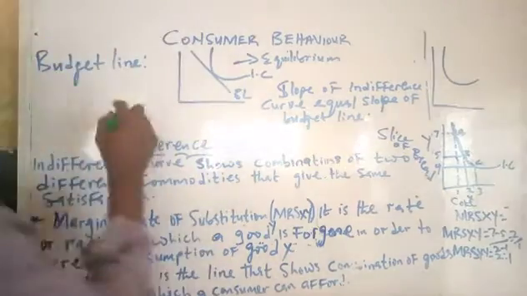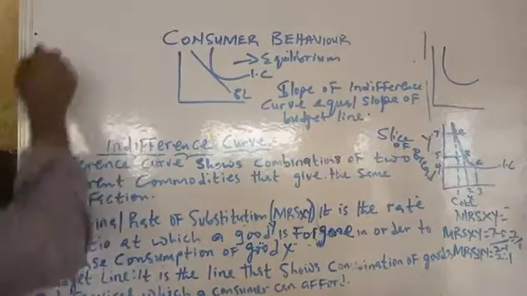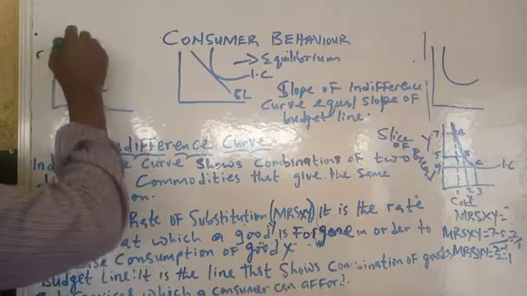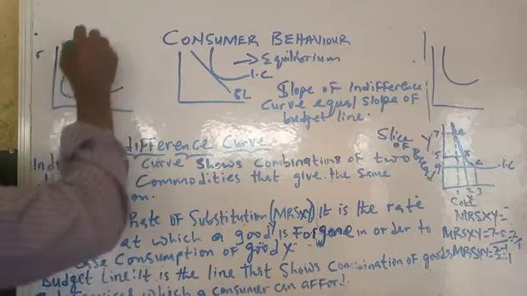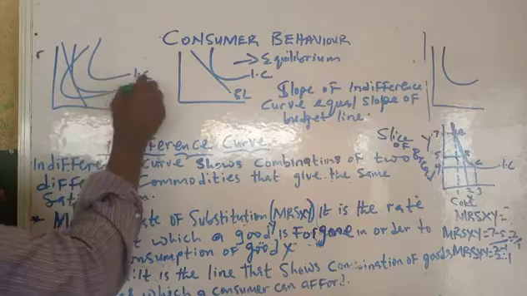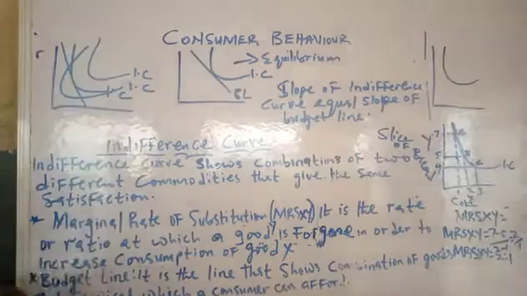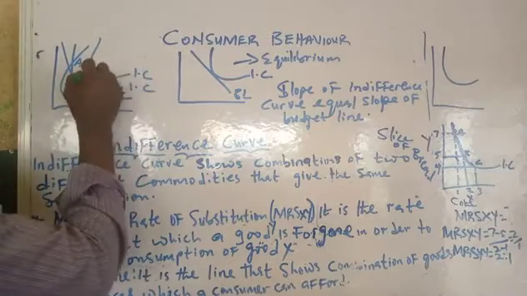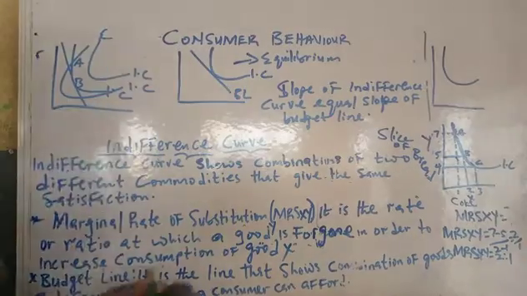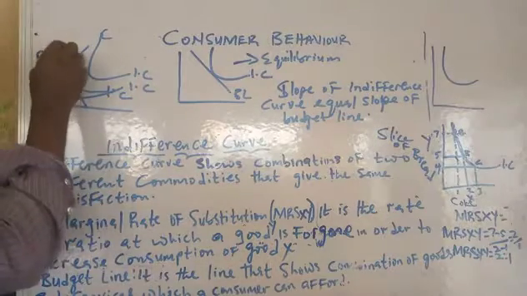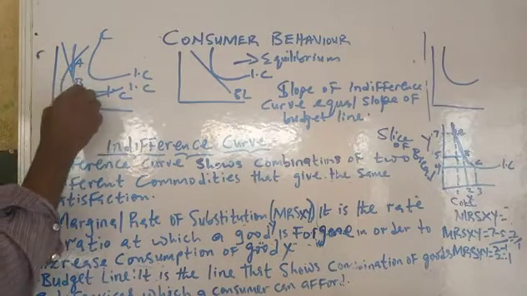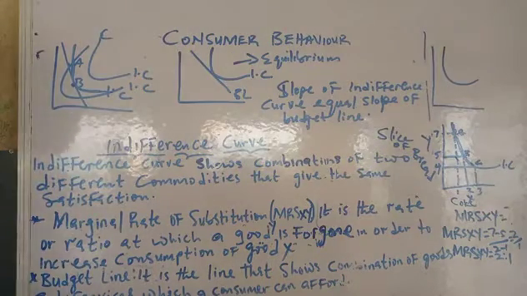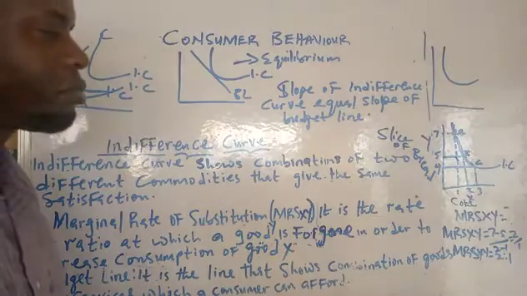And you can have something like this, another one like this, another one like this. This is an indifference curve, another indifference curve. They ask you which point is equilibrium. They can make this one A, this one B, this one C. So which point is equilibrium now? Equilibrium is where the indifference curve is tangential to the budget line. So this is the equilibrium, B. Do you understand?